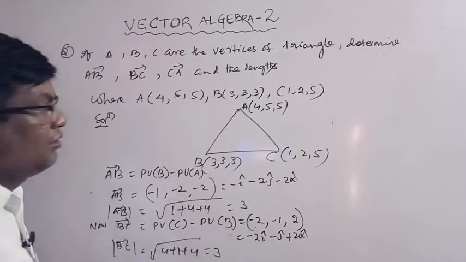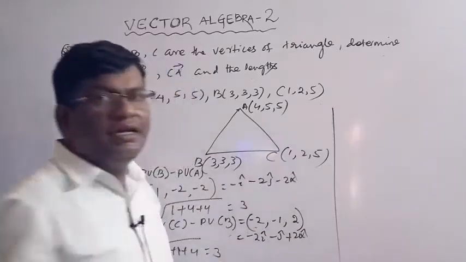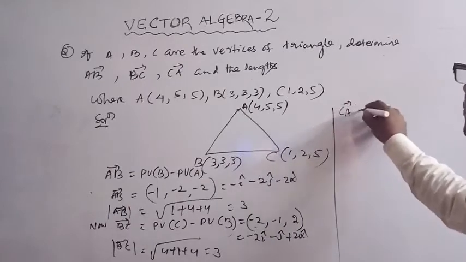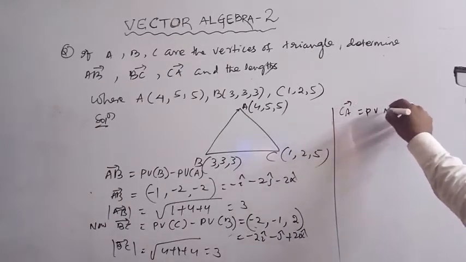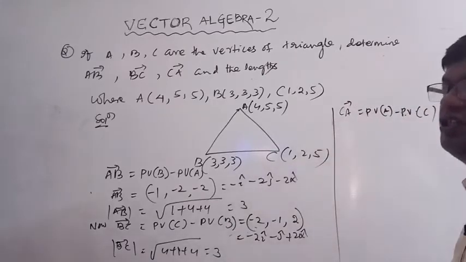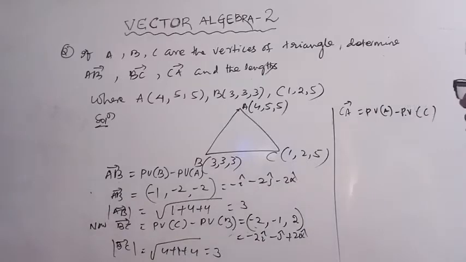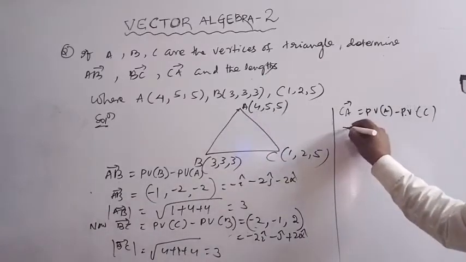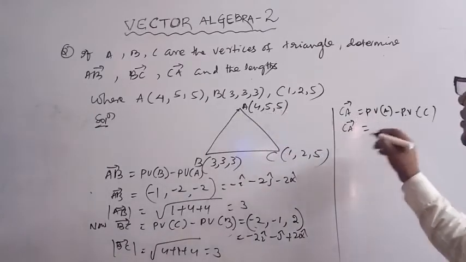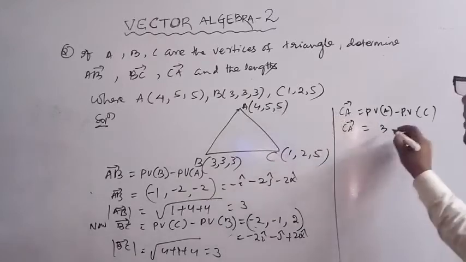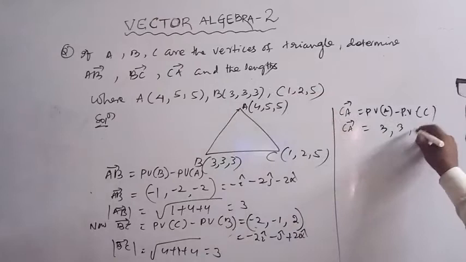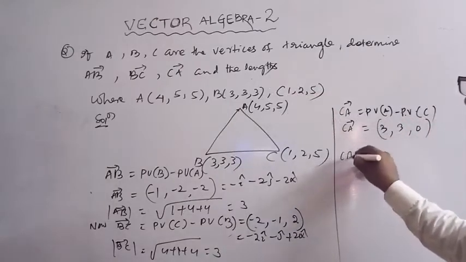Now CA vector. CA vector is equal to PV of A minus PV of C, A minus C. 4 minus 1, that is 3. 5 minus 2, that is 3. And this is 0. Now CA magnitude is equal to what?